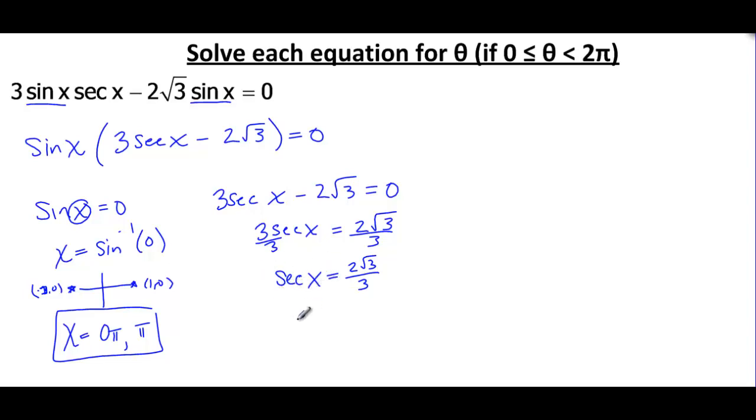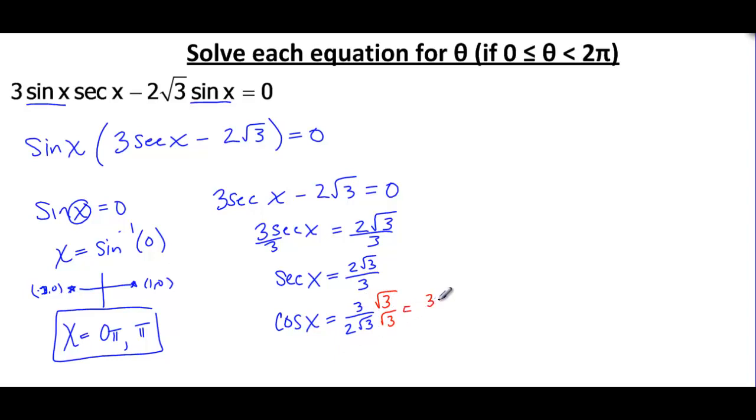If I don't want secant and I want its reciprocal, which is cosine, so I just took the reciprocal of this side, that means I have to take the reciprocal of this side, which means I'm going to take the fraction and flip the numerator and denominator. But that doesn't look really nice. It looks a little messed up because I have this radical in the denominator. So what I'm going to do is rationalize this, because I definitely know I have never seen that on the unit circle.